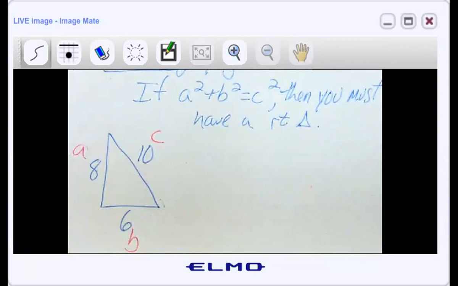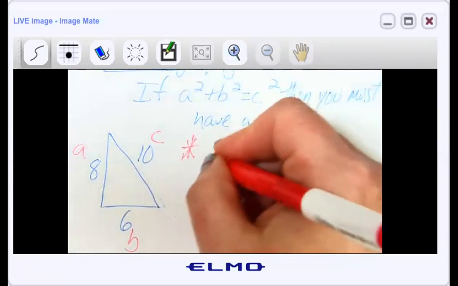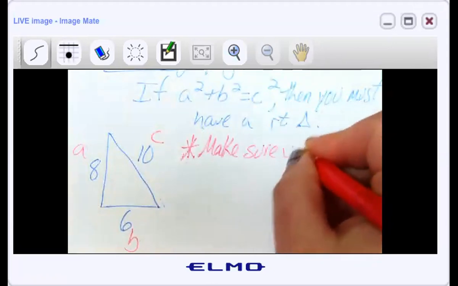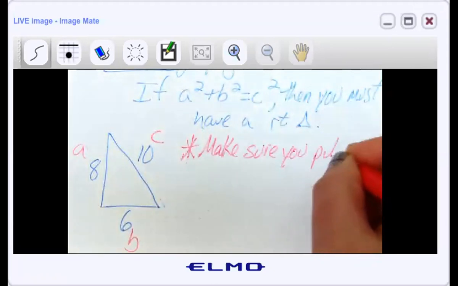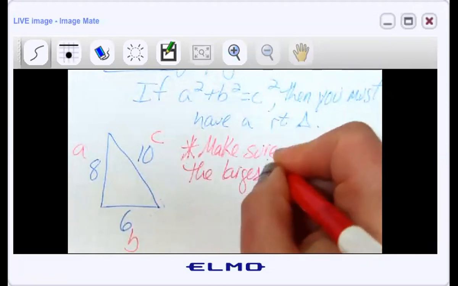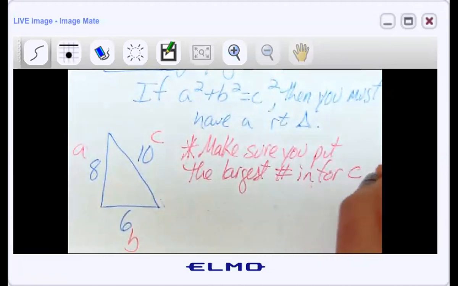Sometimes they're not even going to give you a diagram too. They don't need to. They could just list the numbers. They could just say, hey, the three sides are 6, 8, and 10. You need to just put 10 in for C. So let's put a star here and just say, make sure you put the largest number in for C.